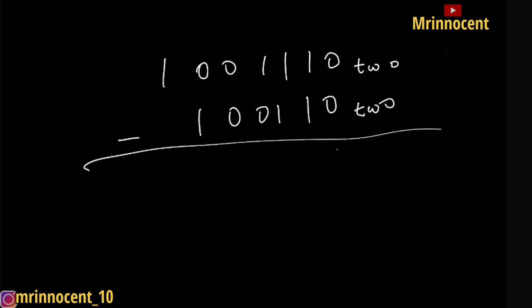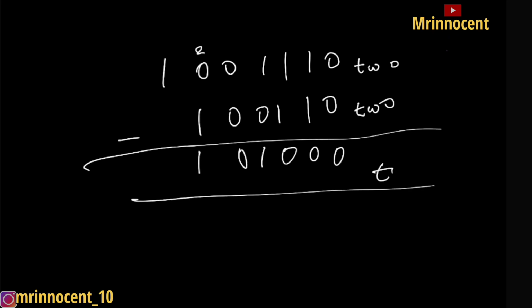0 minus 0 is 0. 1 minus 1 is 0. 1 minus 1 is 0. 1 minus 0 is 1. 0 minus 0 is 0. 0 minus 1 cannot, borrow 1 here, call it 2. 2 minus 1 is 1, all in base 2.